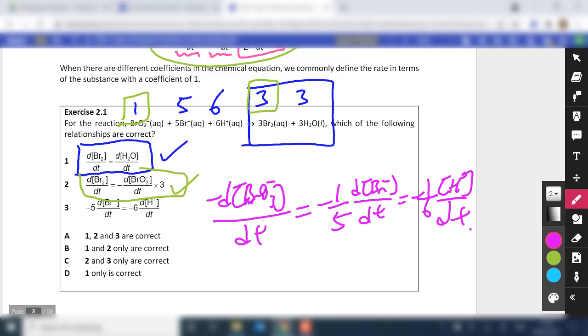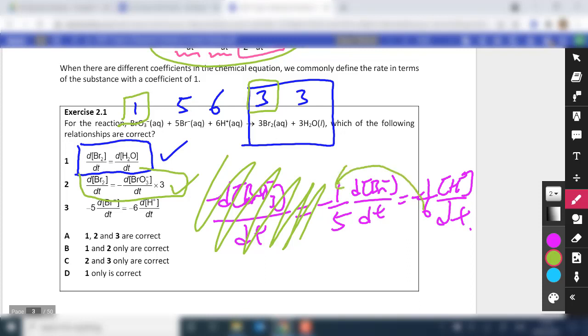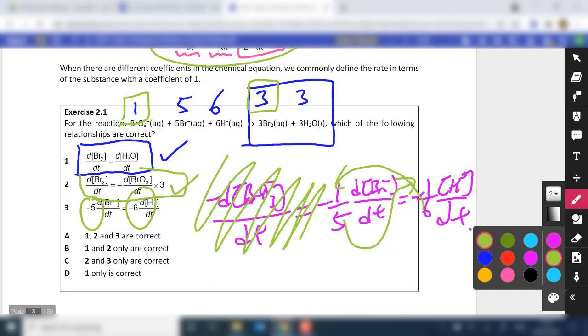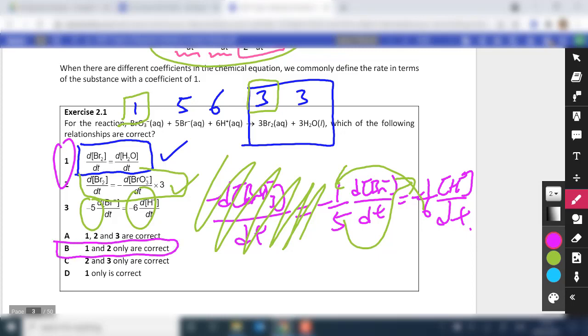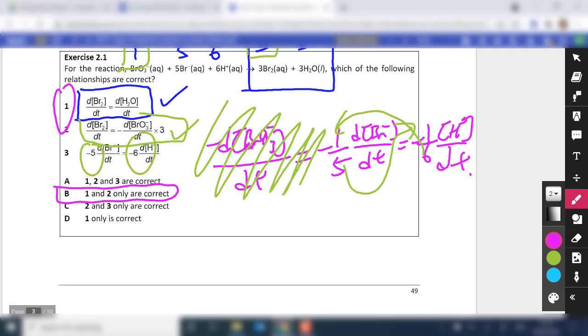Okay. So if you take this away from the equation and allow this to cross multiply over, then you realize that the numbers are not 5/6. It's actually the other way around. So in that case, I will pick 1 and 2, and that gives me option D to be the correct option.